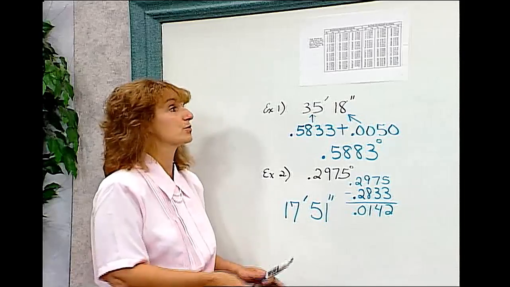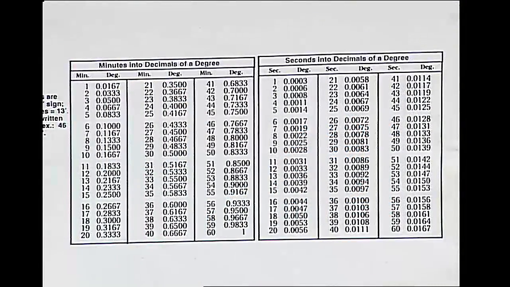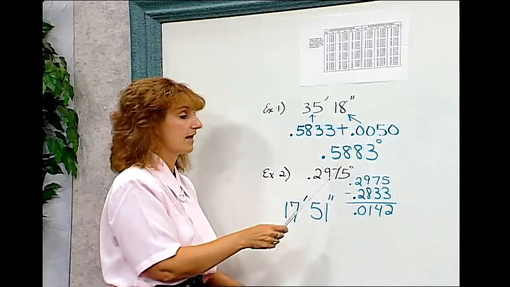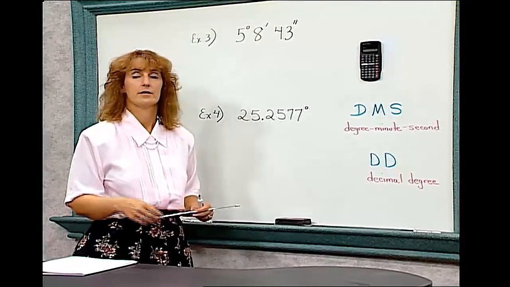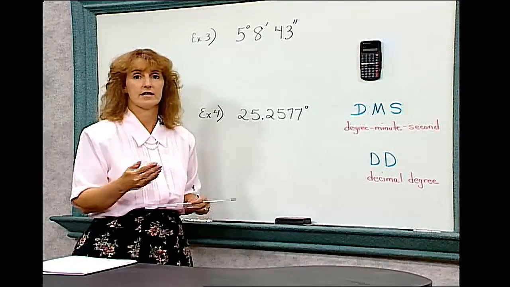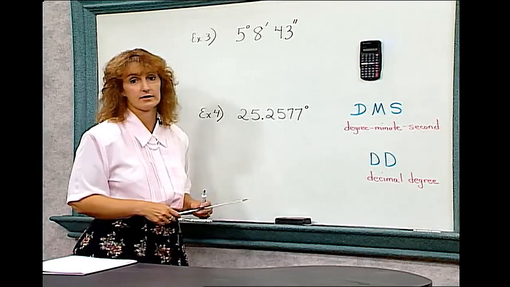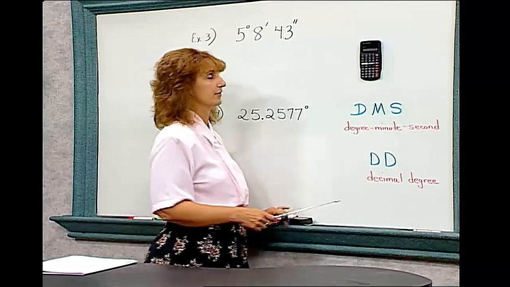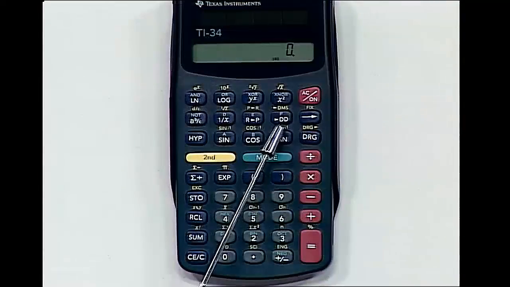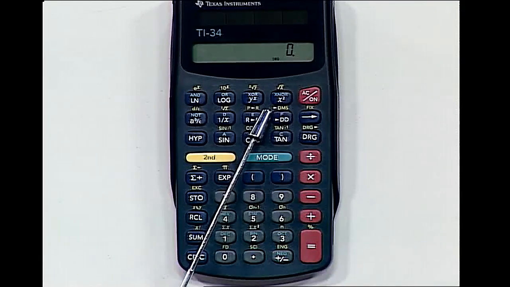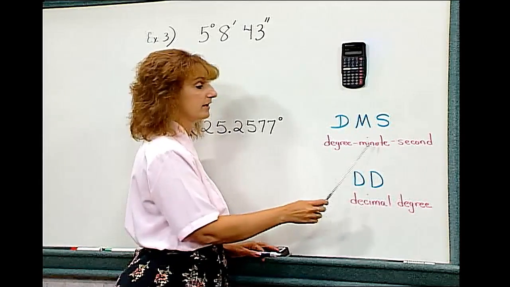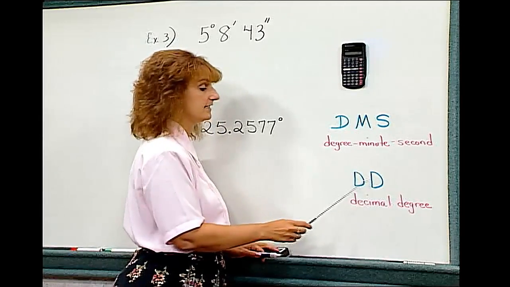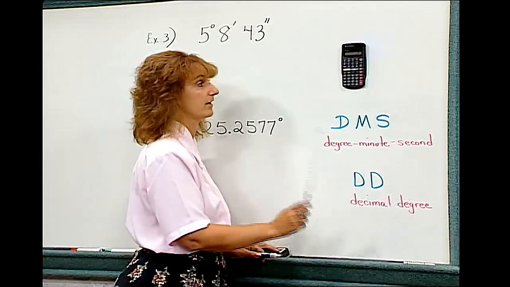This chart is just one way that we can convert minutes and seconds into degrees and degrees into minutes and seconds. Another way to convert minutes and seconds into degrees and vice versa is to use the calculator. Let's look at our calculator here for a minute. Right here you see a button that has a DD and above it a DMS. DMS stands for degree, minute, second. DD stands for decimal degree.